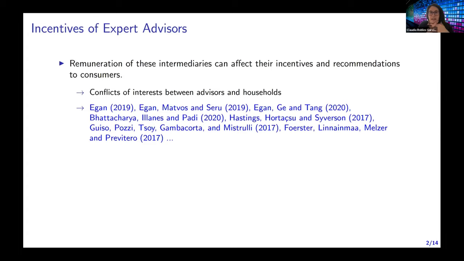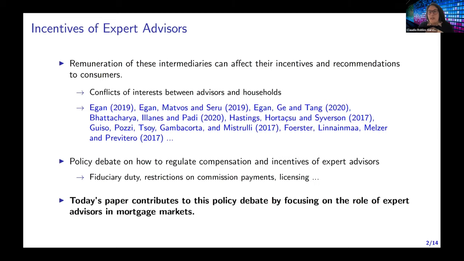Recently, Gaston Illanes, Vivek and Manisha have a paper on variable annuities, and Johannes and Teresa's colleague Jean Shea also has work on variable annuities and the role of these expert advisors. So as you can see, there's been some work trying to understand how the incentives of advisors affect their recommendations to consumers.